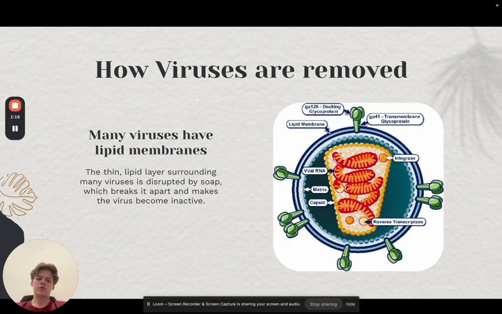Hand washing with soap can also affect certain viruses. Many viruses have an outer lipid membrane made up of fatty molecules. The hydrophobic tails of soap molecules can insert into that lipid membrane and break it apart. When the membrane breaks apart, the virus will lose all of its structure and it will become inactive, essentially breaking apart the virus and curing the disease.